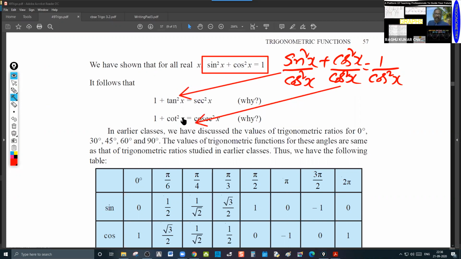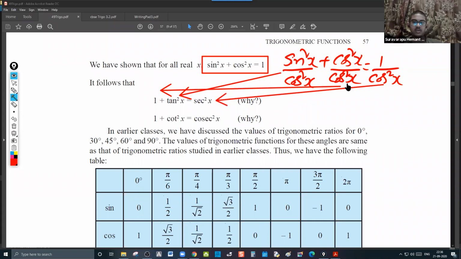What is cos square by cos square? 1. What is again 1 by cos square? Secant square. Reciprocal of cos is secant. So from the first formula, sin square x plus cos square x equal to 1, you have got 1 plus tan square x is equal to secant square x.